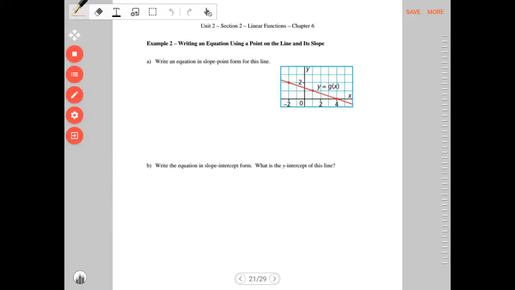Okay, example 2. Writing an equation given its line. Write the equation in slope-point form for this line. Funny thing about this, there are 3 separate points for this, and we can use any point. So there's going to be multiple answers for these things. It's not a big deal.